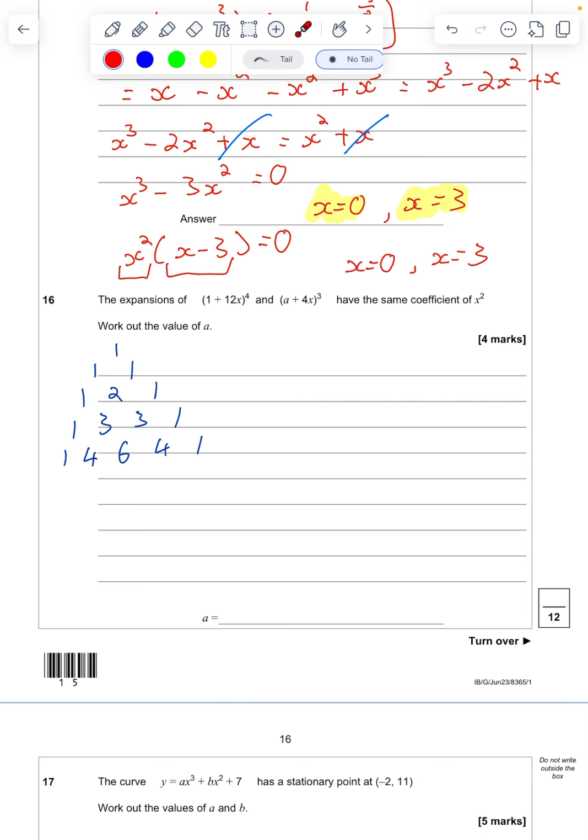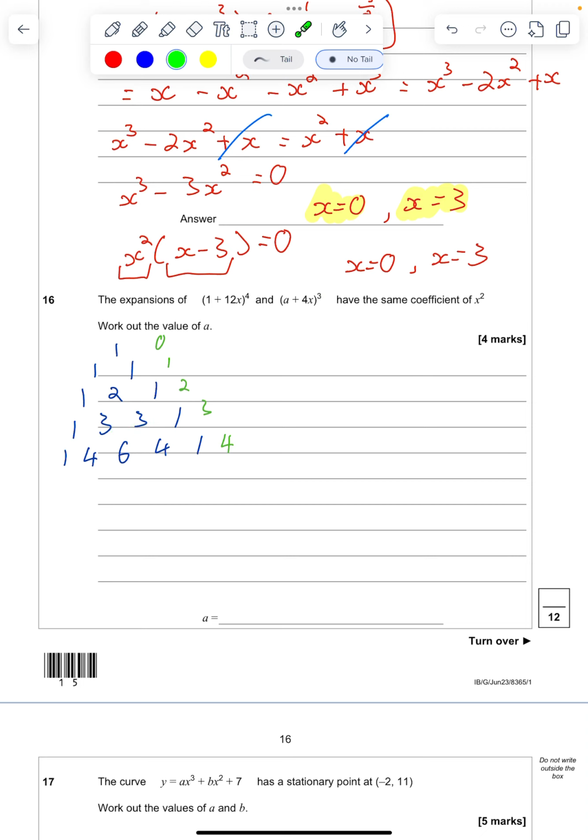Now the way that this works, if you're not familiar, is you just add the two previous parts to give you the middle part. So like 1 and 2 gives you 3, 2 and 1 gives you 3, and it's always 1 on the outside. 1 and 3 gives you 4, 3 and 3 gives you 6, 3 and 1 gives you 4, so on and so forth. The first bit is row 0, so that's going to be row 0, row 1, row 2, row 3, and row 4. I've done the first 4 rows because the first expansion has got a power of 4 in it, which is this one down here, row 4. And you've got a power of 3, which is the third row.